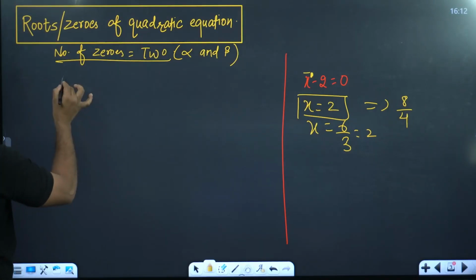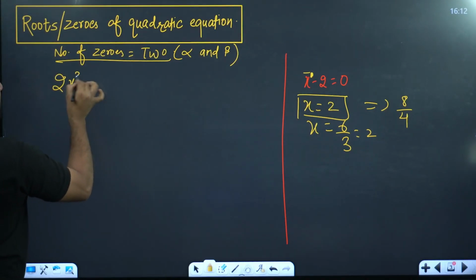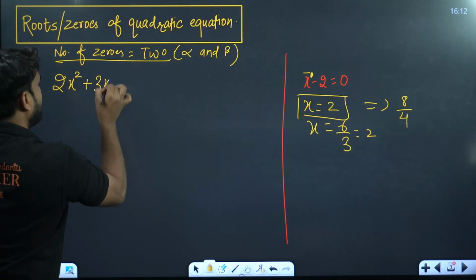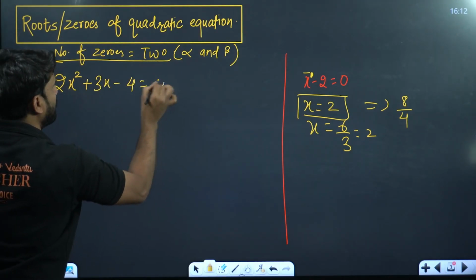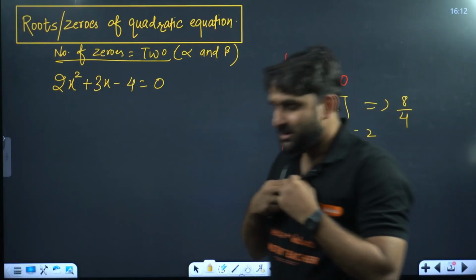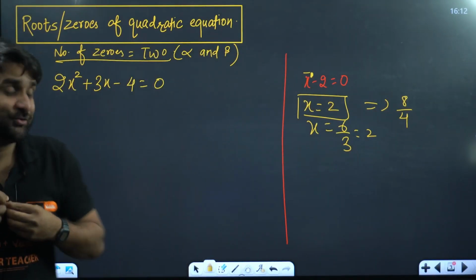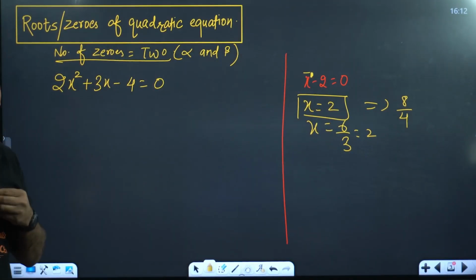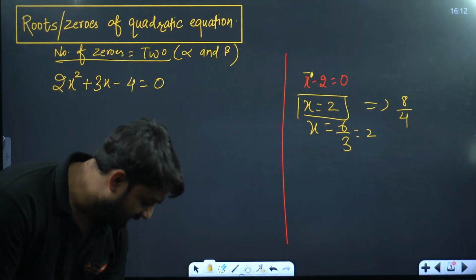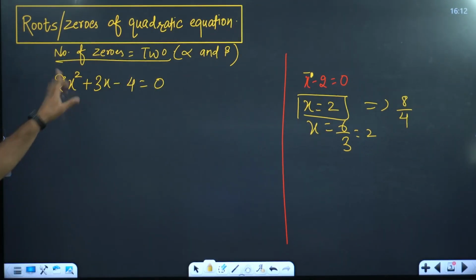One example, 2x square plus 3x minus 4 is equal to 0. 2x square plus 3x minus 4 equals 0. Of course this is clearly visible to you all. I hope you see the given equation is a quadratic equation because the highest exponent is 2.